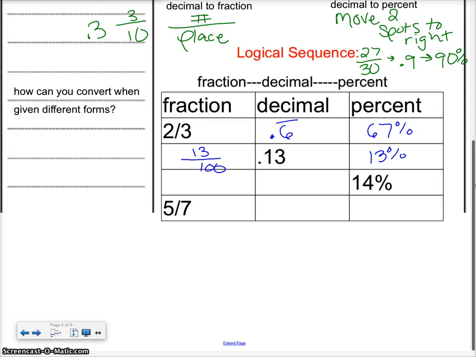Turning 14% to the other 2 forms of rationals, I usually do it over 100 first, 14 over 100, because I know a percent is always over 100, that's always the whole. Percent whole is always over 100. And then simplify, which is 7 over 50. And my decimal is 0.14, moving it 2 spots to the left.